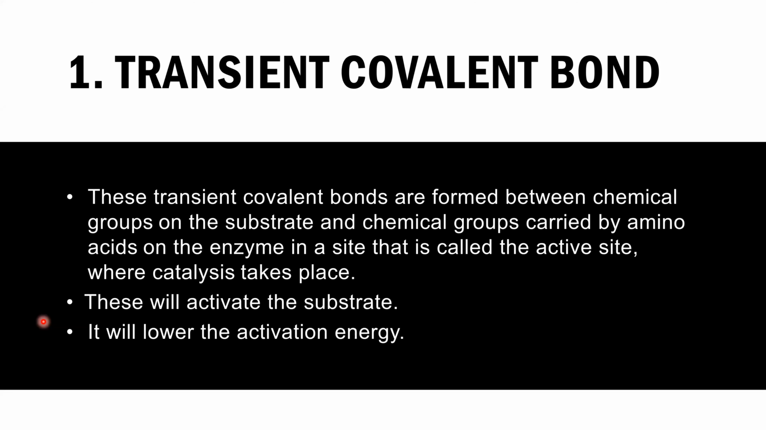The very first thing is the transient covalent bond. The name transient states that they are temporary, short-term covalent bonds, weak covalent bonds formed during the interaction or link between the enzyme and the substrate. These transient covalent bonds are formed between chemical groups on the substrate and the chemical groups carried by amino acids on the enzyme, in a site called the active site, where catalysis takes place. So that is a straightforward thing.